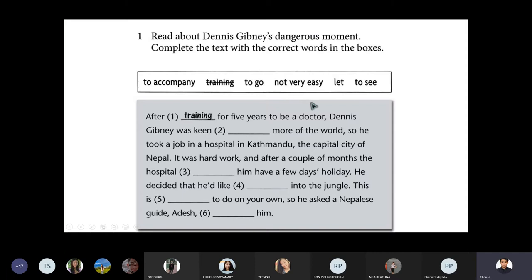Read about the Dennis Chipney dangerous moment. Complete the text with the correct words in the boxes. So we have to accompany, training to go, not very easy, let to see. So after training for 5 years to be a doctor, Dennis Chipney was keen what? More of the world.